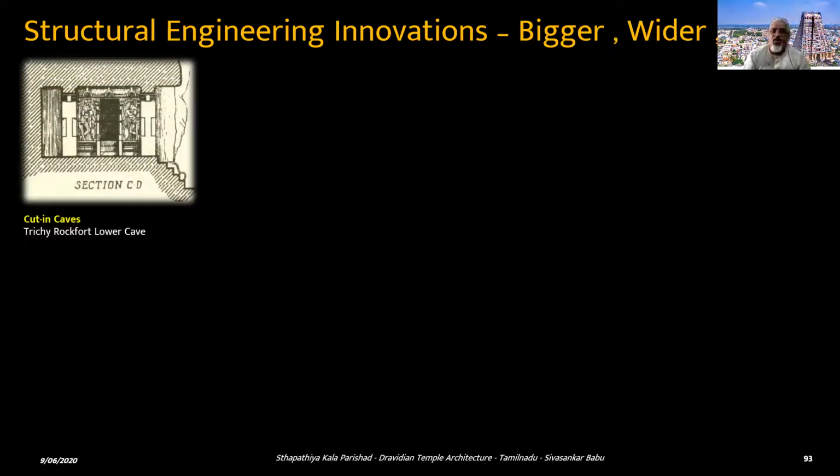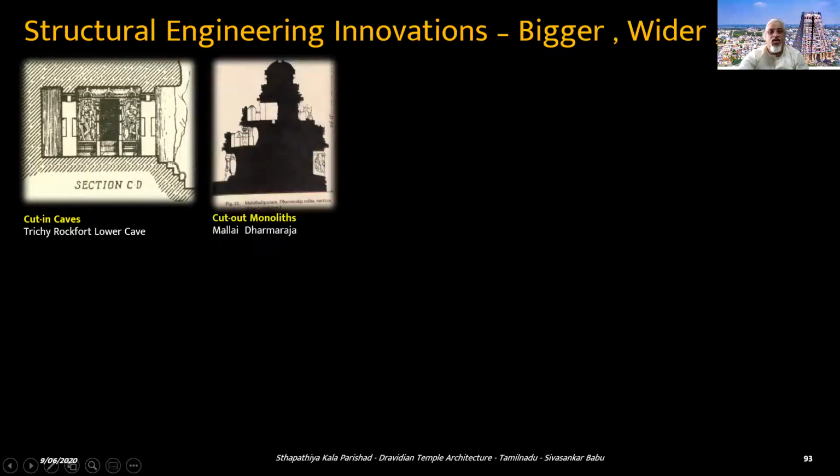So during the initial attempts, they were cut-in caves. They tried to do big mandapas, and the top one was the Rockfort lower cave, which was a fairly big enclosure. From there, they started a top-down approach, where they start building cutout monoliths, and then they experimented to a certain extent by having 3 levels of hollow structures with Sandara and Ashtanga Vimana type of model. But again, in solid stone and cutting, they can do only so much.